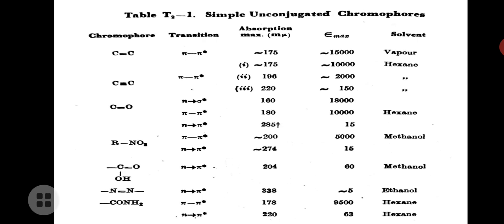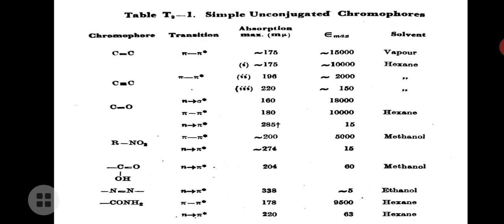Second factor, absorption bands near 270 to 350 millimicron with very low intensity, Emax 10 to 100, are due to n to pi star transitions of the carbonyl group. You can see this in this table, the chromophore C double bond O. The transitions are shown, the absorption max and Emax values are shown.